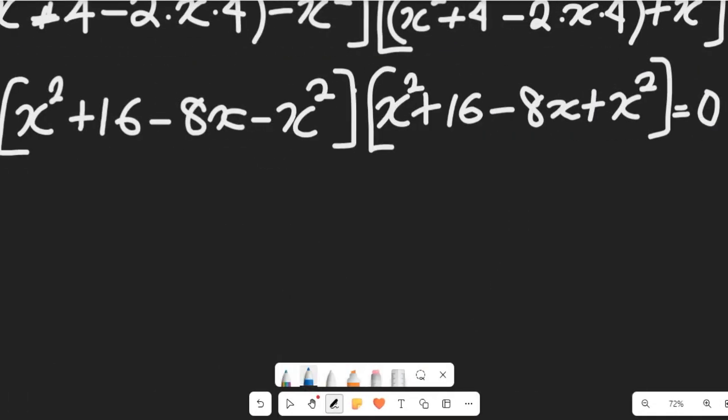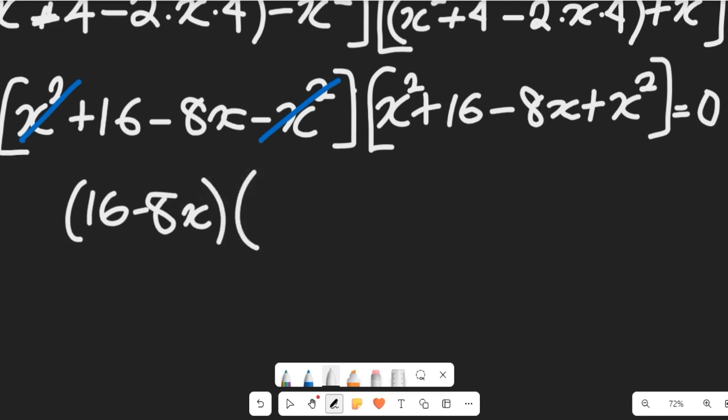Simplifying this expression, you find out that x squared will cancel out x squared, right? Because we'll have a negative sign. And on that end, we're going to have 16 minus 8x. And on this end, we'll have x squared plus x squared will give us 2x squared, right?